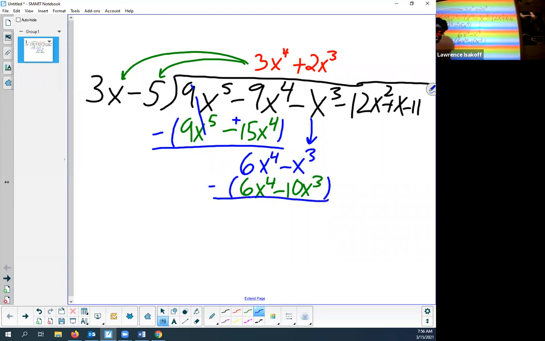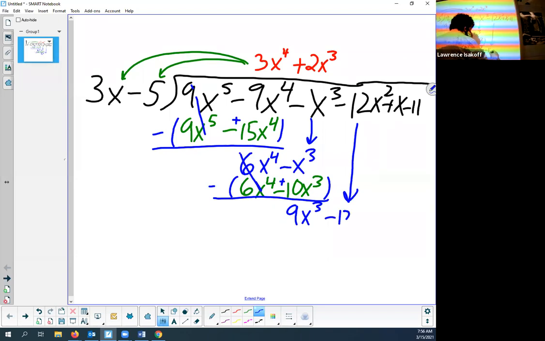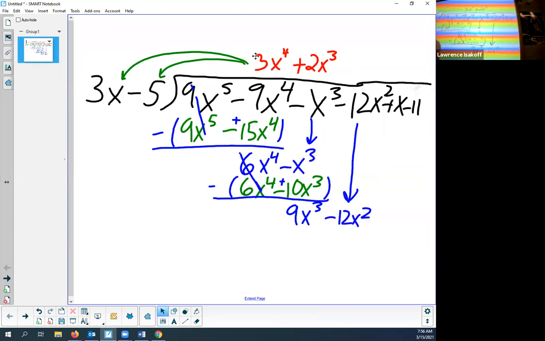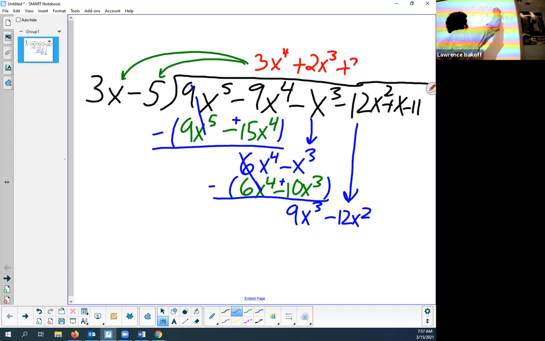We subtract. These cancel. That turns into a plus. Okay, so then negative 1 plus 10 is 9x cubed. Bring down the 12x squared. Same process. Oh, 3x times what gives me 9x cubed? That's going to be plus 3x squared.